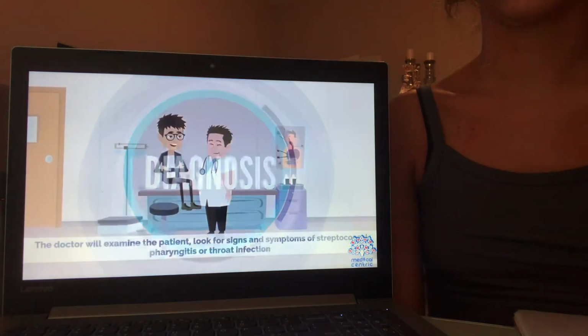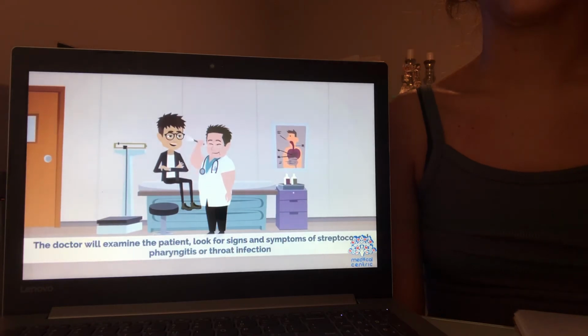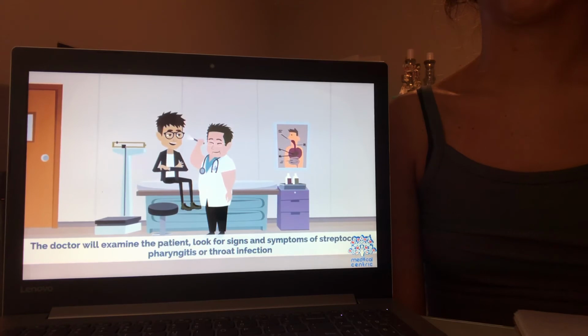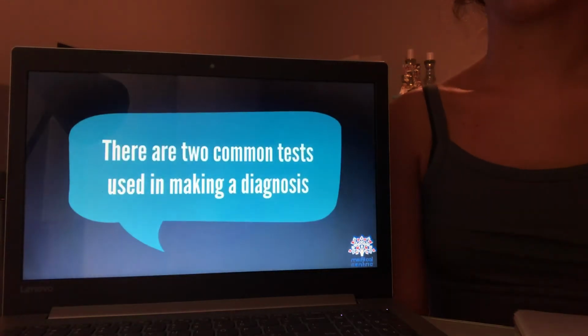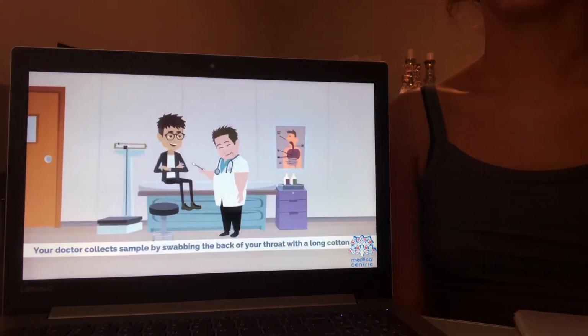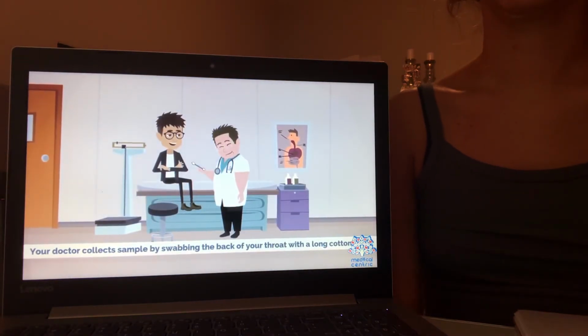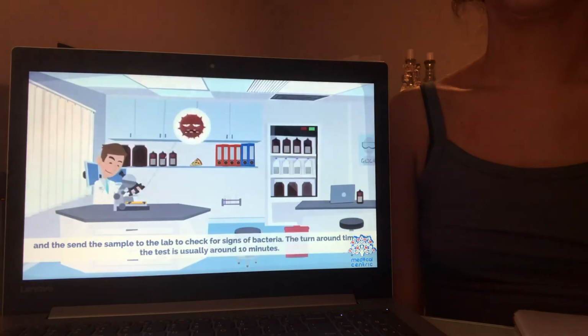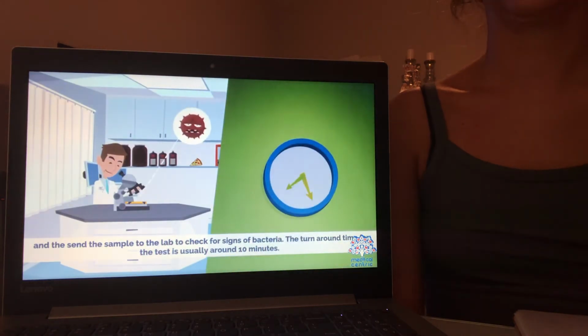Diagnosis. The doctor will examine the patient, looking for signs and symptoms of streptococcal pharyngitis or throat infection. There are 2 common tests used in making a diagnosis. Rapid test. Your doctor collects a sample by swabbing the back of your throat with a long cotton swab, and then sends the sample to the lab to check for signs of bacteria. The turnaround time for the test is usually around 10 minutes.